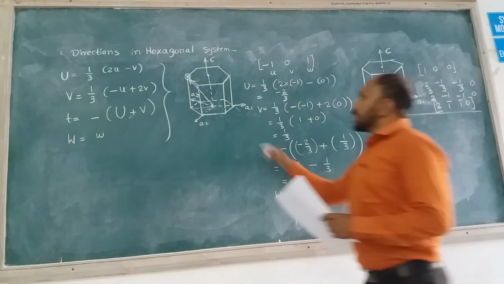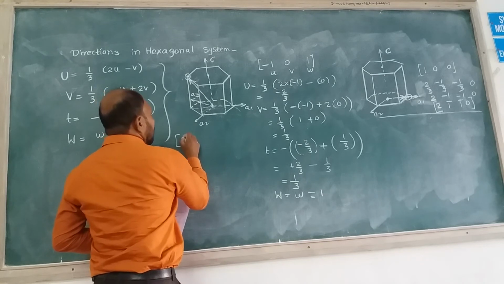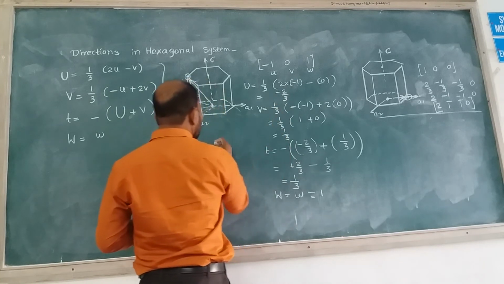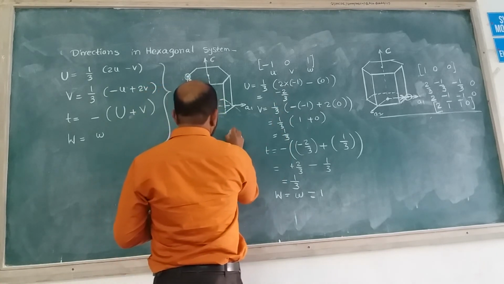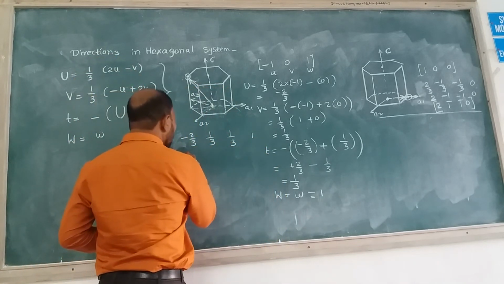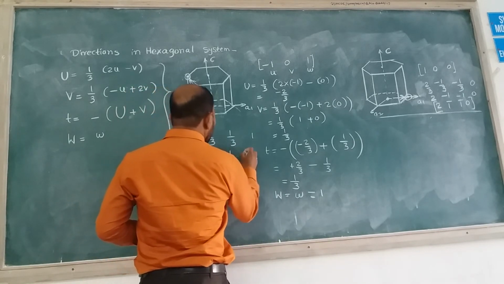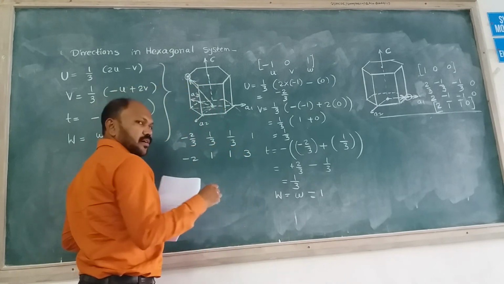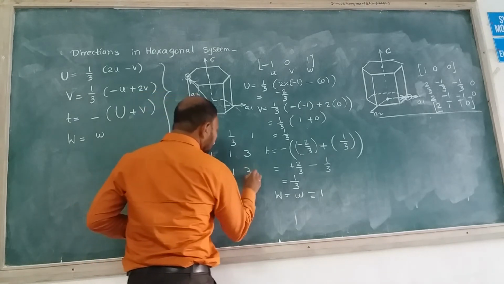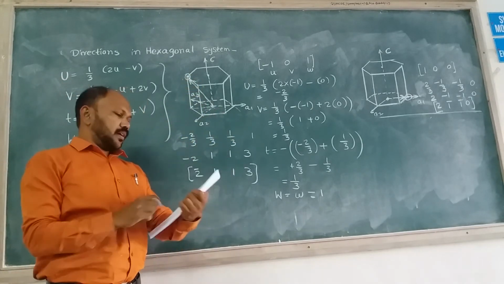So in this way, we are getting the directions for the Miller-Bravais system. Actually not in square bracket, these are the intercepts: -2 upon 3, then 1 upon 3, 1 upon 3, and 1. Now by using our rule, take integer values, so multiply with 3: -2, then 1, 1, 3. Then negative values by using bar, so in square bracket 2 bar 1, 1, 3. So in this way we are getting the direction for this point.